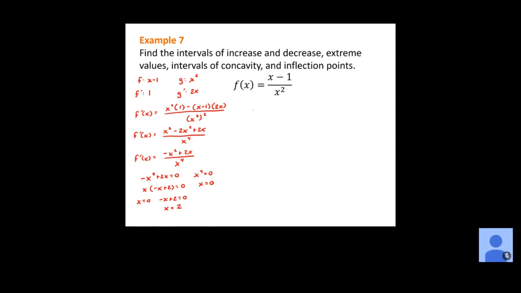Good. Make your number line, right? So I'm going to make my number line here. We've got two critical numbers, 0 and 2. Remember, this is our first derivative. So now we've got to substitute some values in there to figure out where we get positives and negatives. So what value do you want to substitute for that first interval?